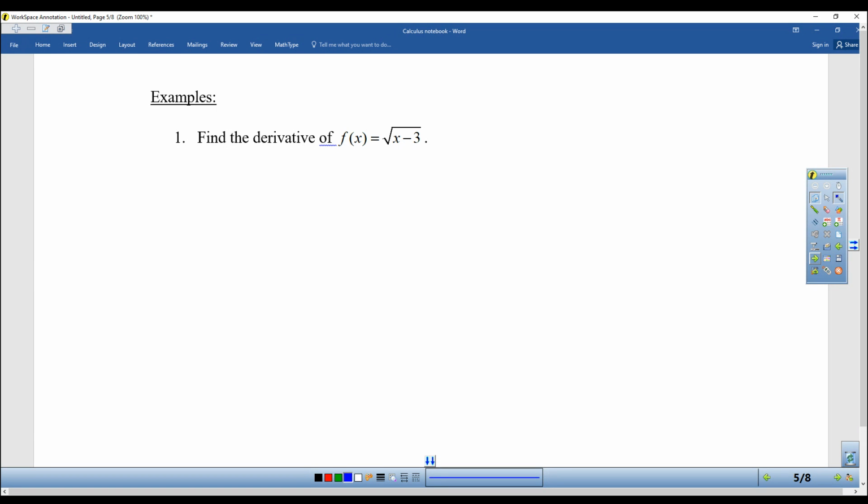These will be on your test. But, well, it won't be x minus 3. It might be x minus 5. But the concept of doing one with a square root, and you'll see that number 2 is a rational function, which we have done, but we're going to do another one because they're pretty hard. So again, find the derivative means we're going to find a formula, f prime of x.